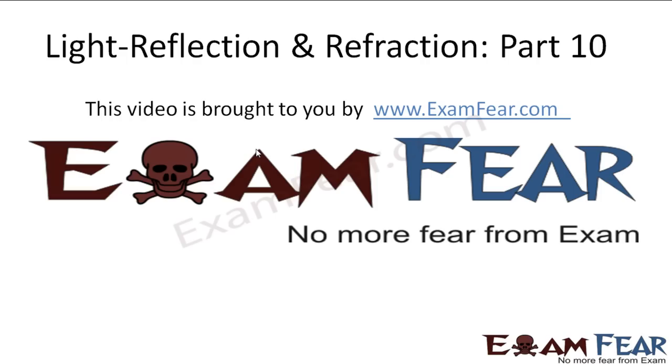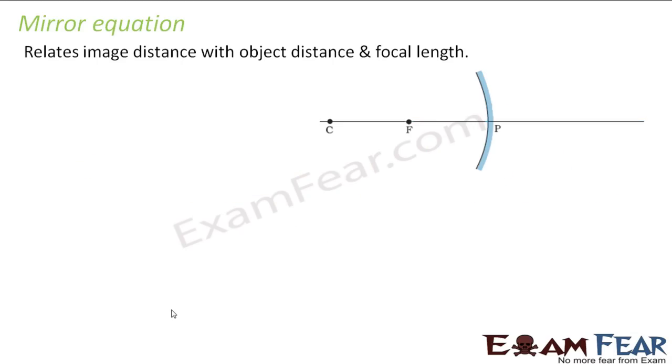Please make sure that you have watched all the videos till part 9 before going ahead with part 10. Let us now talk about the mirror equation. What is the mirror equation? It is an equation which relates image distance with object distance and focal length.